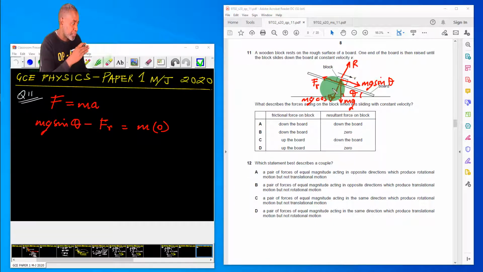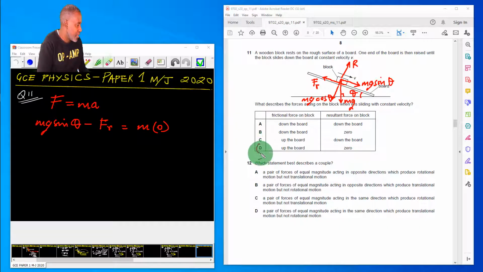Now, let's look at the choices given here. Frictional force acting on the block. They're saying it is down the board, down the board, up the board, up the board. So we know that friction force is up the board. So it is either C or D. Let's look at the resultant force on the block. It is 0.